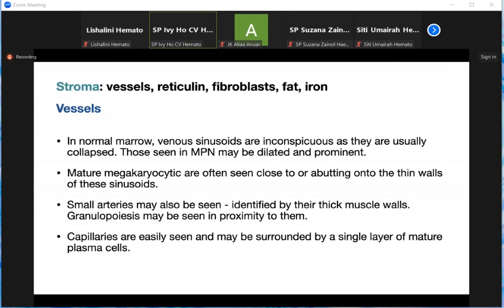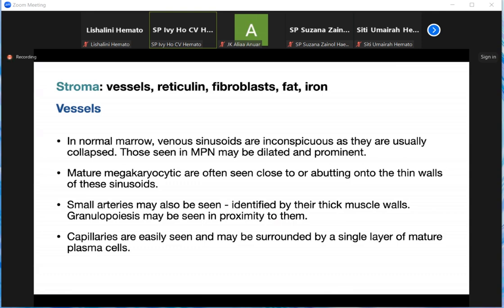Okay, the stroma of the bone marrow consists of the vessels, the reticulin, fibroblasts, fat, and iron. When we look at the vessels in the normal bone marrow, the venous sinusoids are normally collapsed. That's why they are not easily identifiable. As seen in a myeloproliferative neoplasm, they will be dilated and become very prominent. But in a normal marrow, it's very hard to detect them.